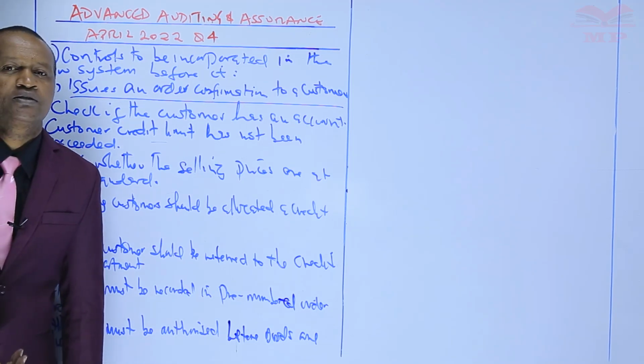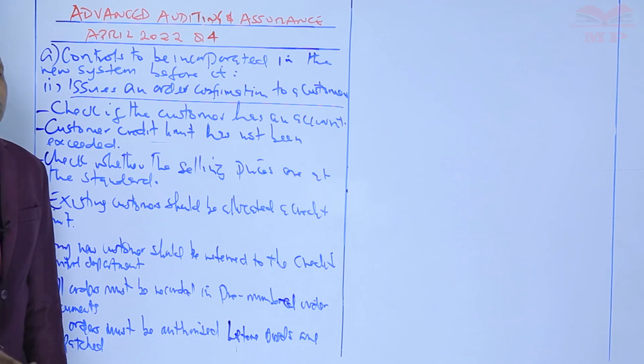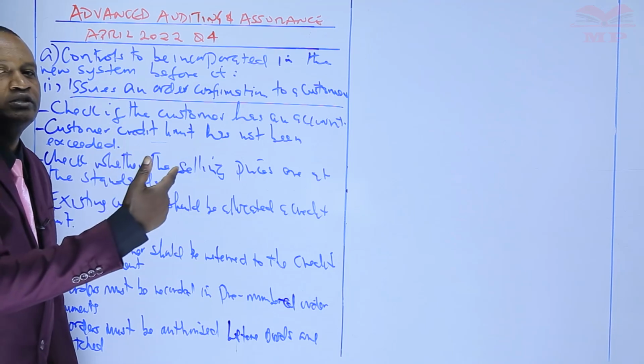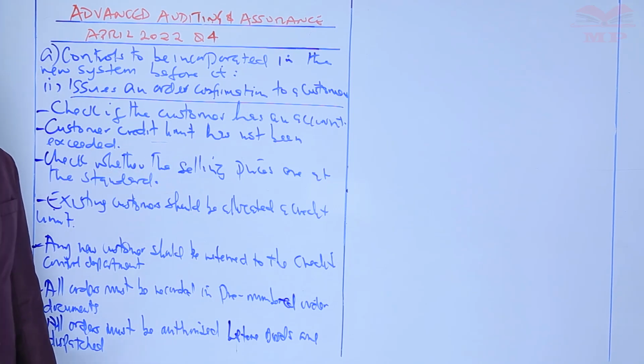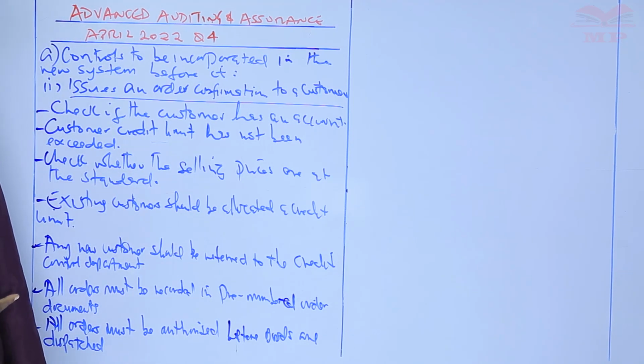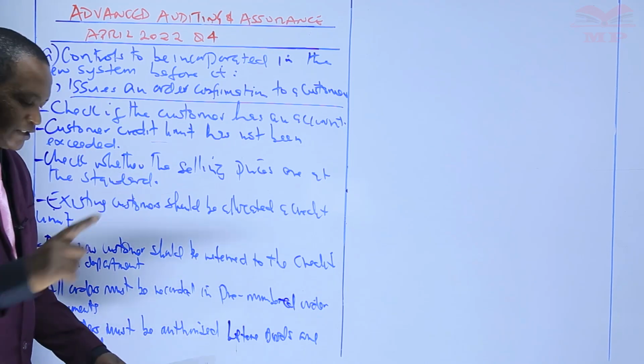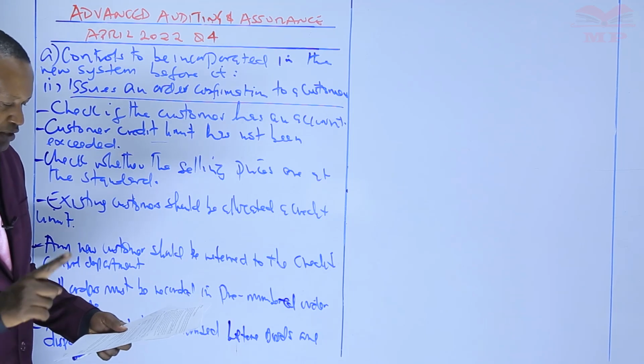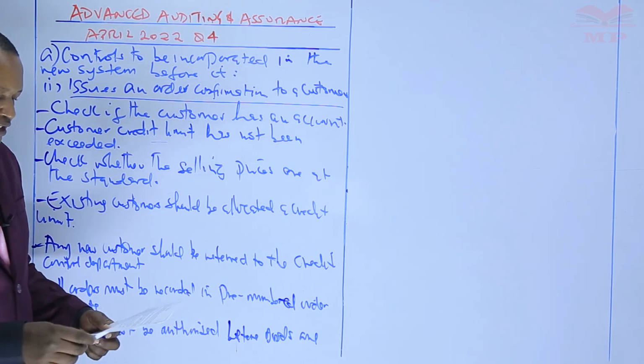All right? And we can also say that the sales order document should be used to produce a dispatch note for the goods outwards department. And no goods may be dispatched without a dispatch note.